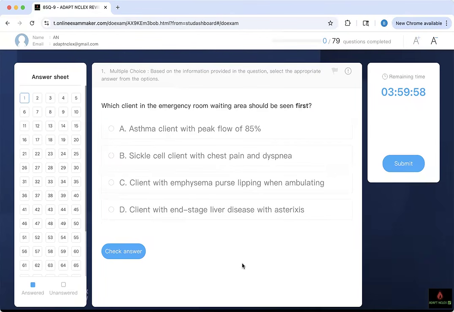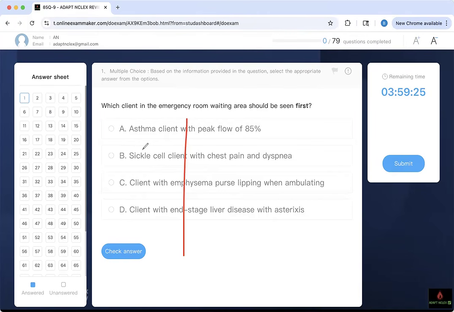So the first set of questions is management of care. We have prioritization, delegation, ethics, and other information. So as usual, prioritization. First thing, who do you see first? Which client in the emergency room waiting area should be seen first? That means you need to prioritize. Look at each situation and see who is in trouble. Risk reduction at the same time, rescue thinking. You want to rescue them from getting sick. What is the problem? Divide it.